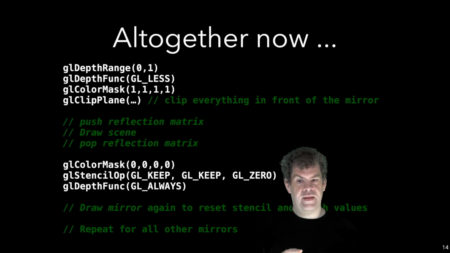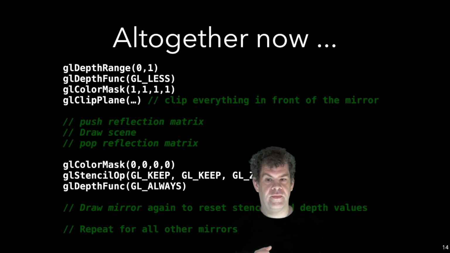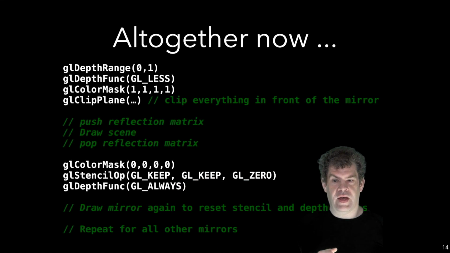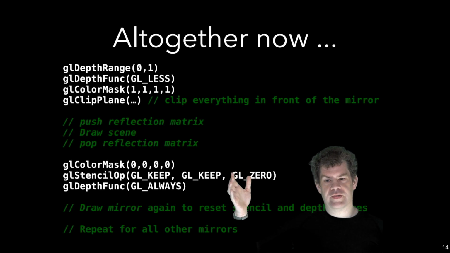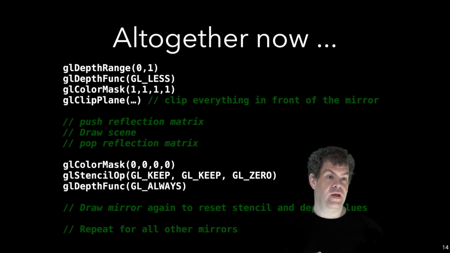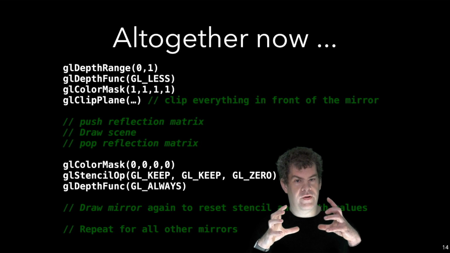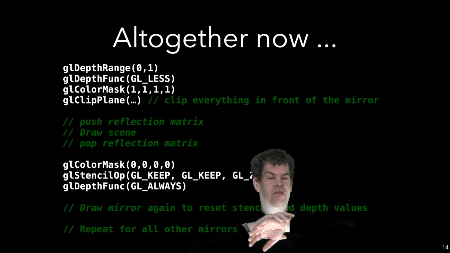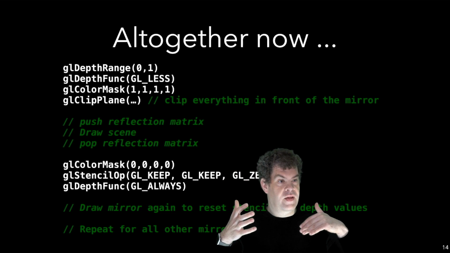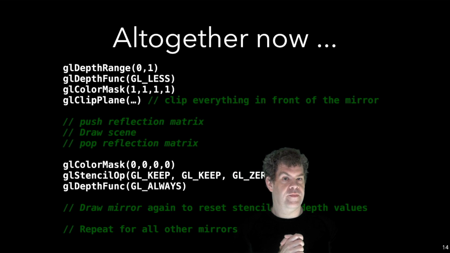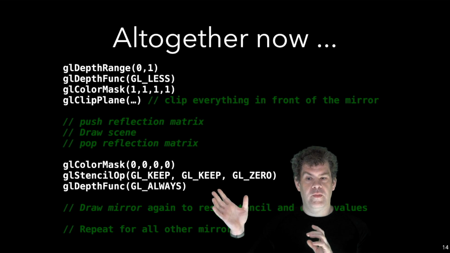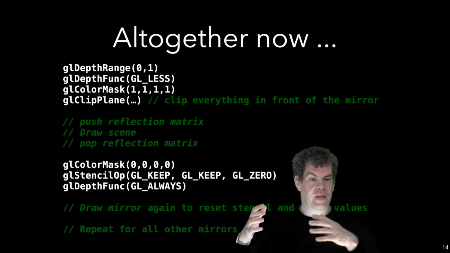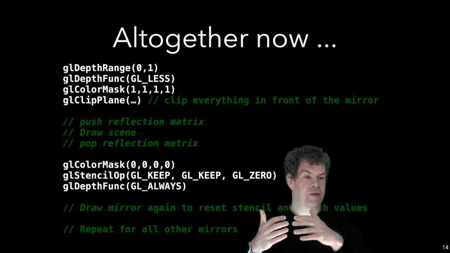I again disable color write and make sure that my stencil buffer at the mirror is okay by writing a 0 again into the area where the mirror is. What that assures is that after I've rendered the scene and the reflected scene, the entire stencil buffer is 0 again. Why would I care? Well, because there might be multiple mirrors. So now I can repeat this process for the next mirror.